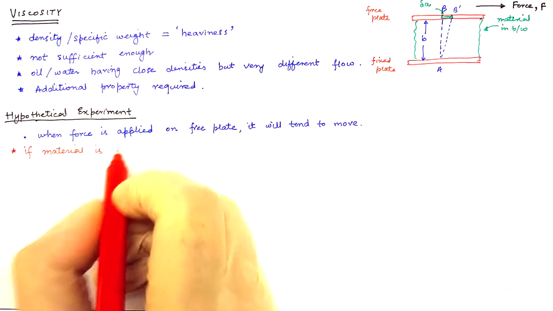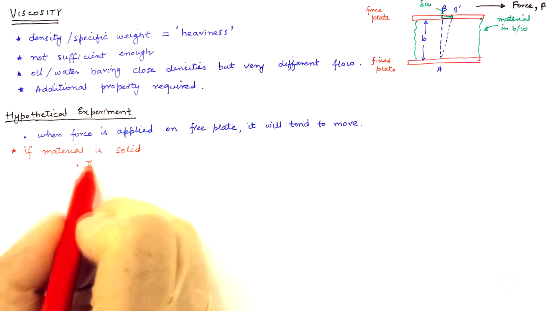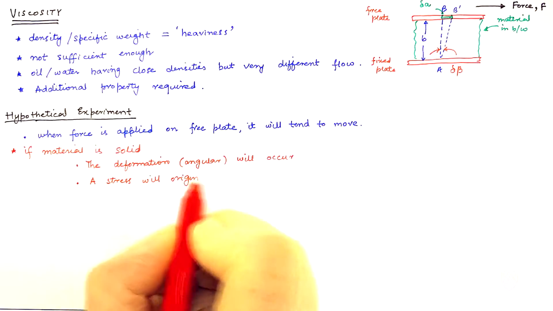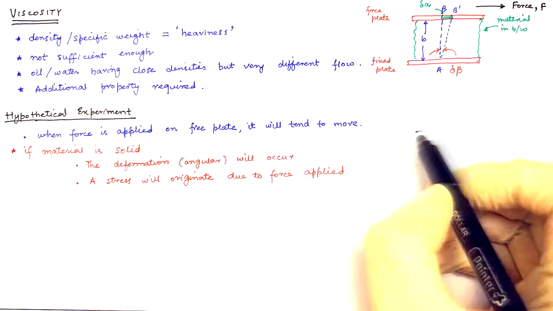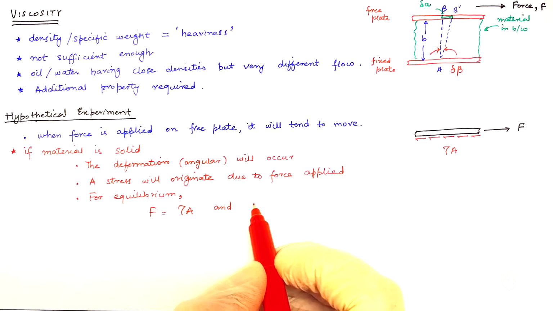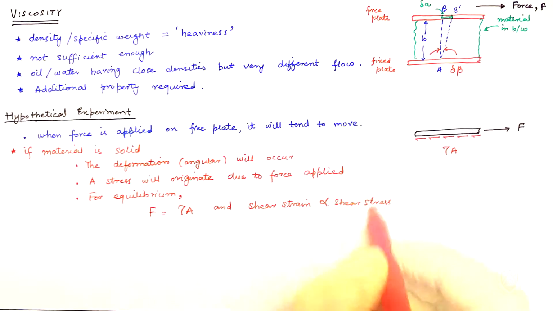If the material is solid, the angular deformation will occur as del beta here. A stress will originate due to the force applied. For equilibrium, F is equal to shear stress times area, and shear strain is proportional to shear stress.